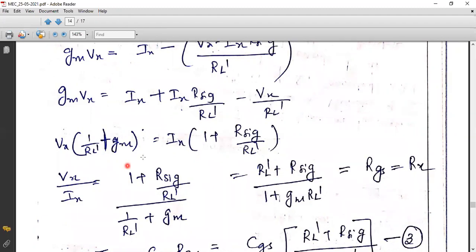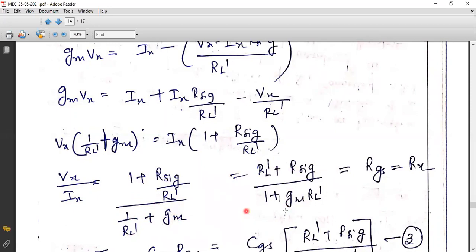Now you can take LCM here. Vx by Ix means it is 1 plus Rsig by RL dash divided by 1 by RL dash plus GM. After that, you can take LCM, right? So RL dash will be common for both the denominators. I mean, for both numerator and denominator. So that will be cancelled. So the equation will become RL dash plus Rsig divided by 1 plus GM RL dash.